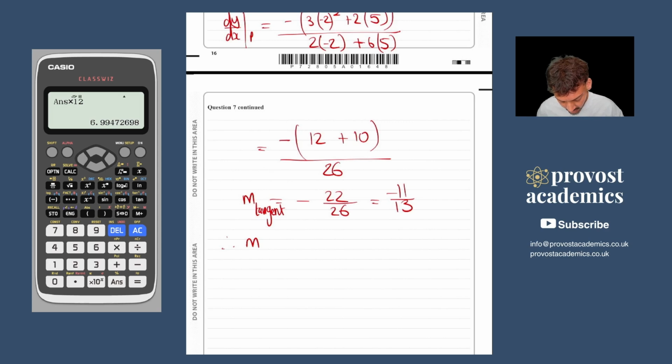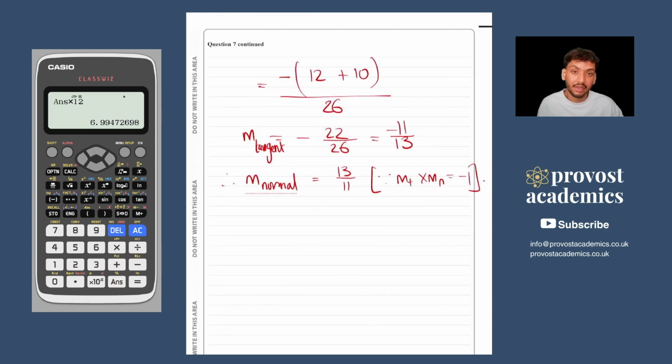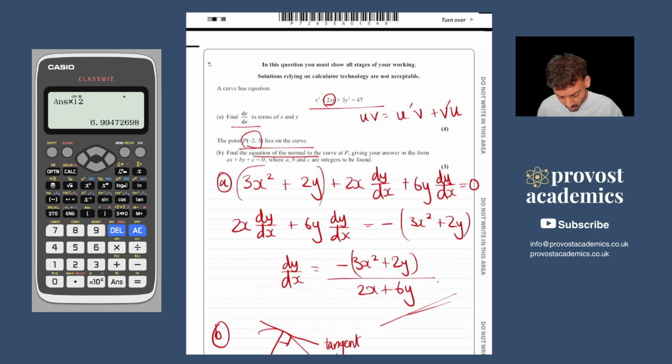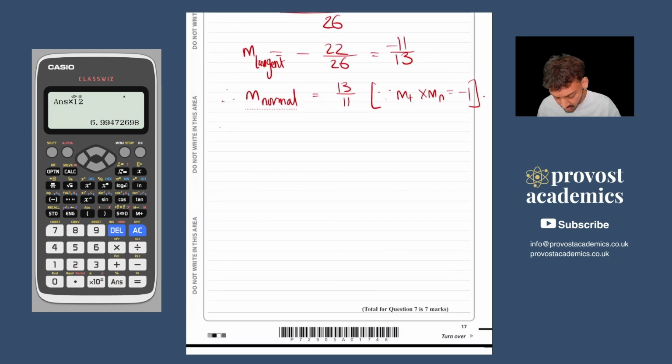And we know that m of normal is going to be equal to 13 over 11 because m tangent times m normal must equal minus 1. Cool. So now that we know what the gradient is, and we know the coordinate P which the line goes through, we can just use straight line equations from this point onwards. So we can say y equals 13 over 11 x plus c. So then at P, which is x equals minus 2, y is equal to 5.